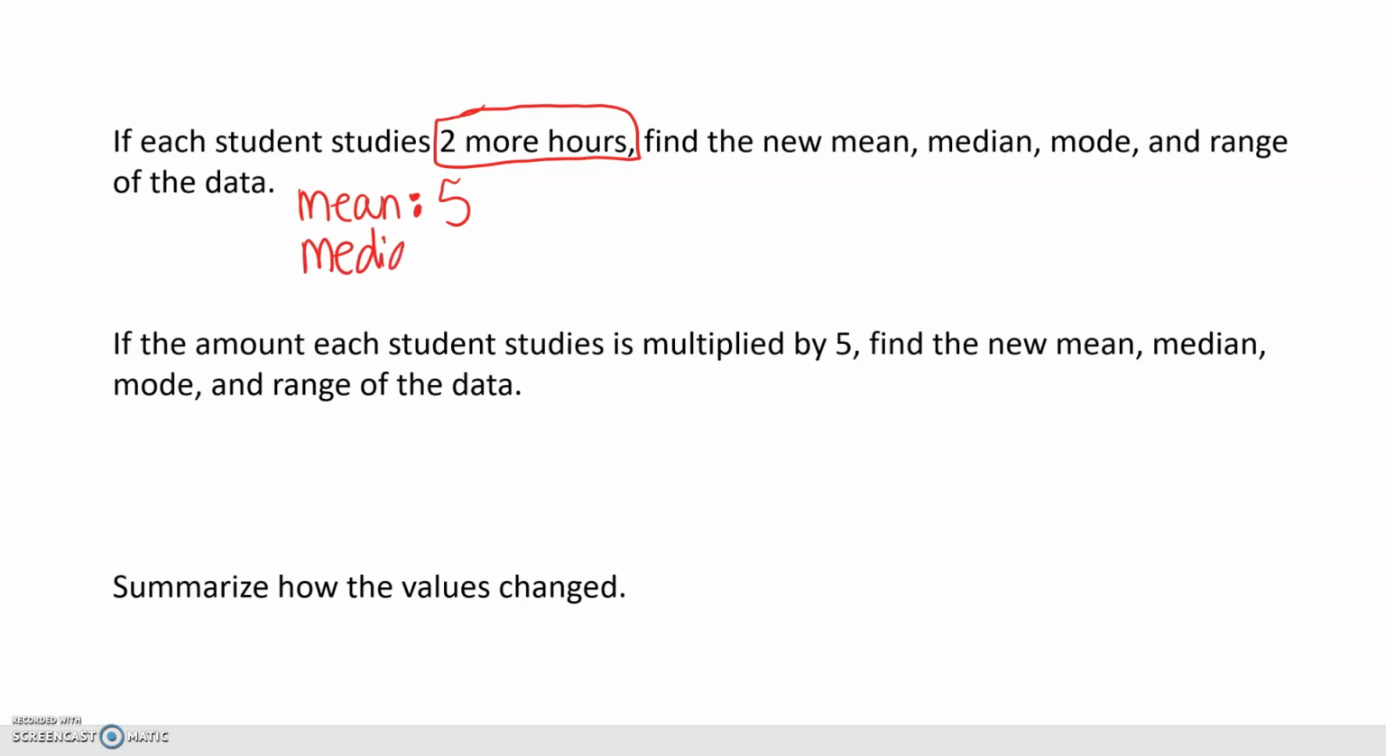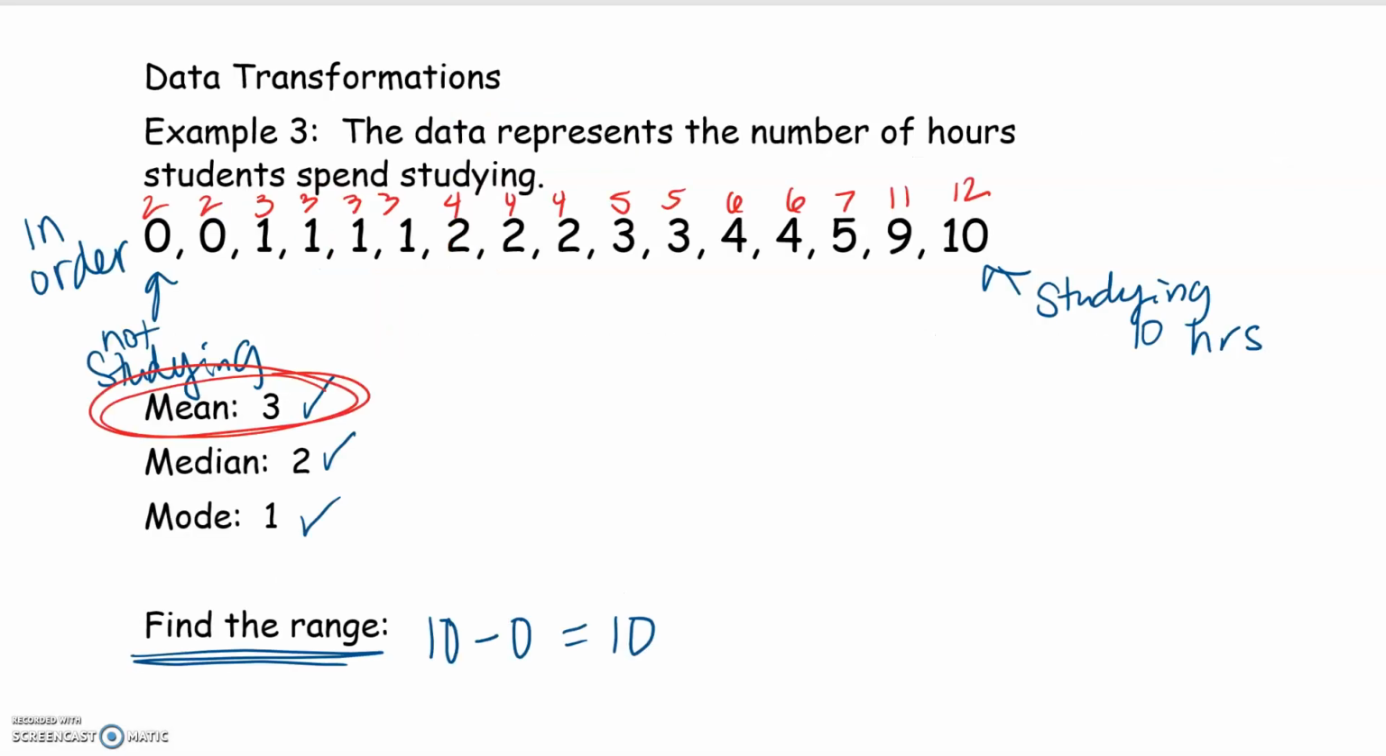Our median was originally 2. So if I add 2 to that, I'm going to have a new median of 4. And your mode should now be 3. Hopefully you guys see that too. This is all of those 3s right there. That's our most often.